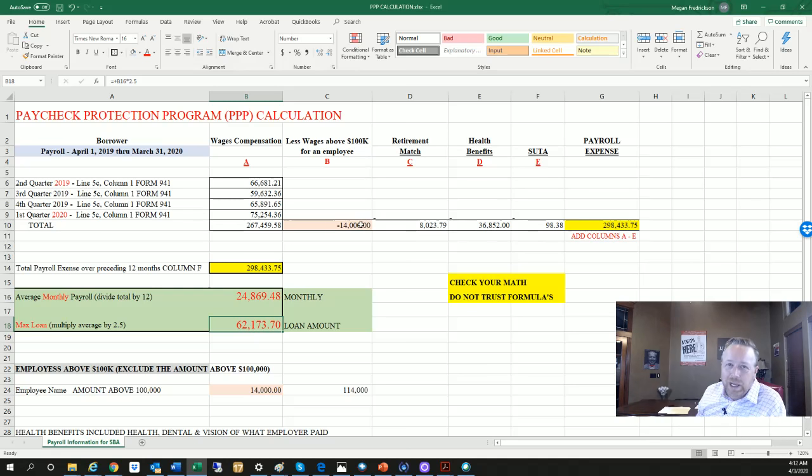Hang in there. We're going to get through this. This is a wonderful program. It's unprecedented. I think it's just fabulous, and I hope all of you will take advantage of it, because it is there for you as an employer, to keep money coming in your pocket as well, to make the world turn around.